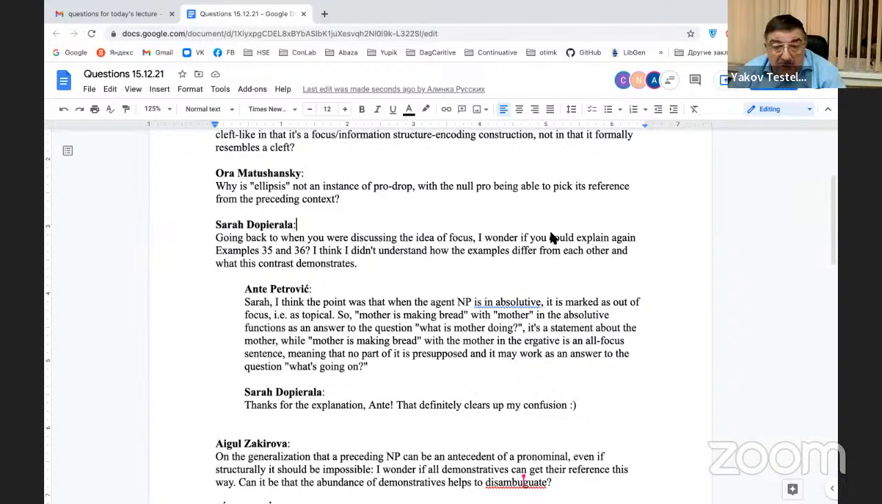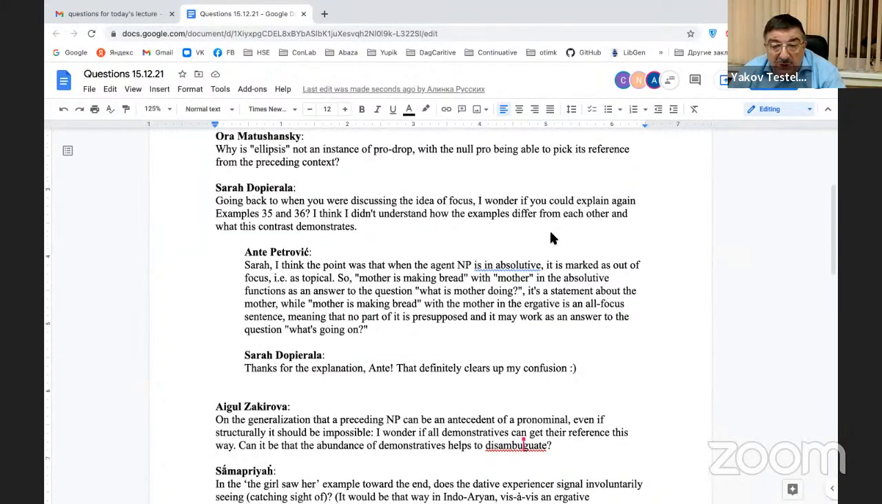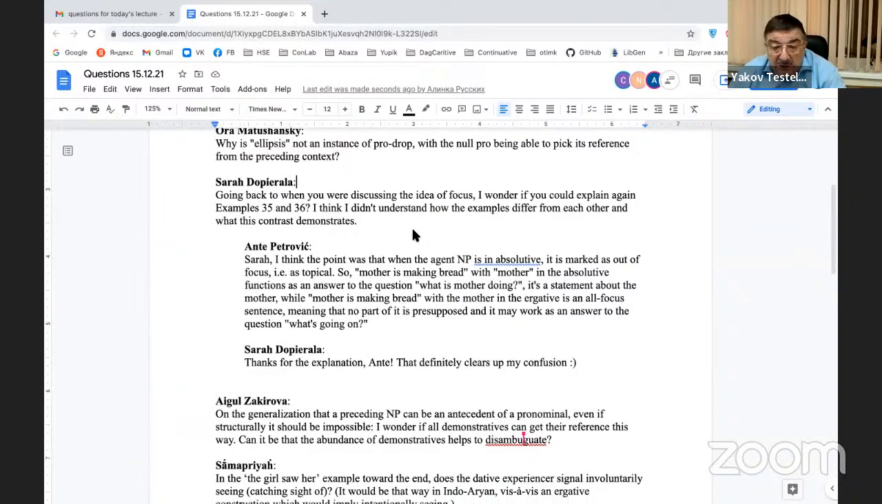Sara Dupirala: going back to when you were discussing the idea of focus, I wonder if you could explain again examples 35 and 36, how the examples differ from each other and what this contrast demonstrates. In this, I think the point was that the agent is absolutive, is marked as out of focus, is topical. Yes, Ante Petrovich's answer is right. The explanation is, I agree.